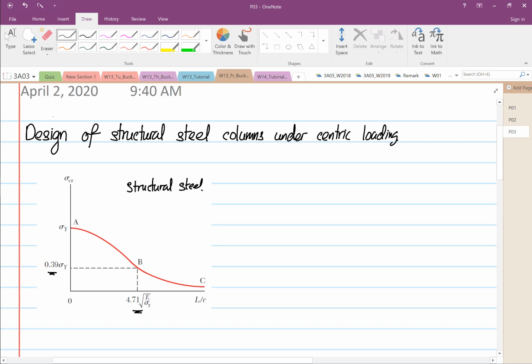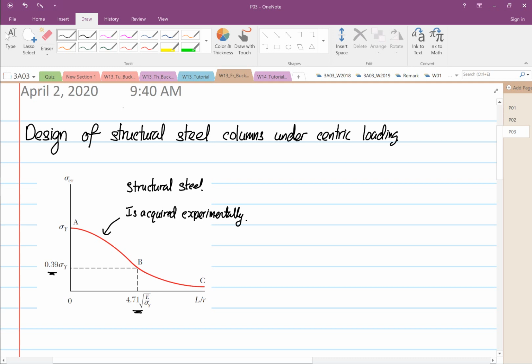So what you see over here, this graph, is acquired experimentally. So you have to do quite a bit of experiment. Okay, so organizations, we have done this for you.